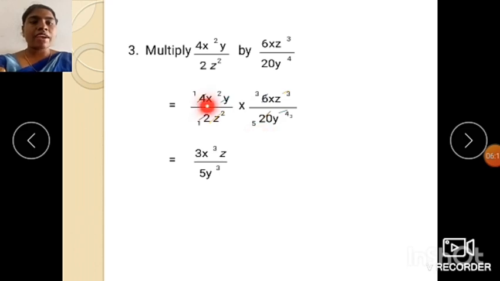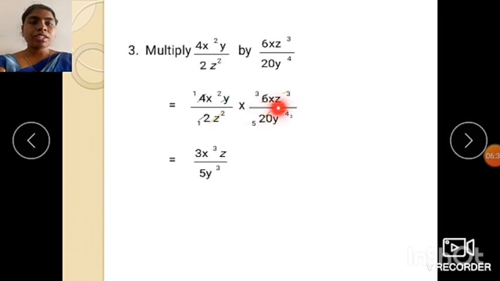Next. Here I have x square. In the denominator I do not have any x square, so we couldn't cancel. And here I have y, and in the denominator I have y power 4. So y power 4 has the greatest degree. When we cancel y from y power 4, the remaining result will be y cube.